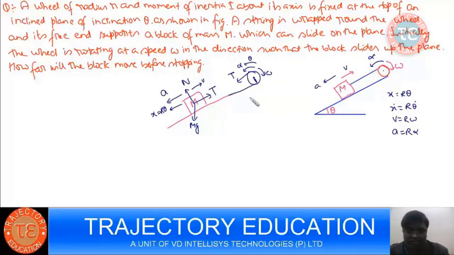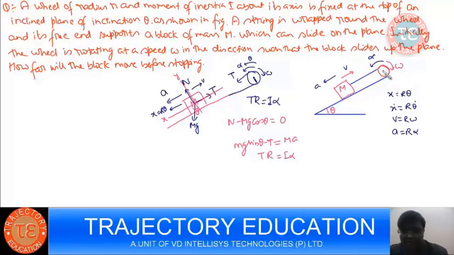Now let me apply Newton's second law. See here, your TR is I alpha, and on this side, if I put an axis in this direction, say I'll use a red pen over here. So this is your x and this is your y. Then in that case there is no net motion in the y direction. So N minus mg cos theta is going to be 0, and mg sin theta minus T is ma, right?